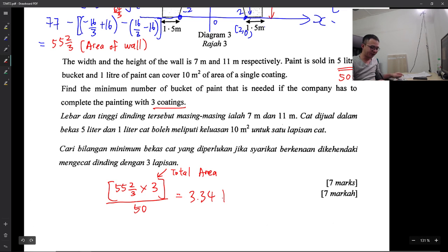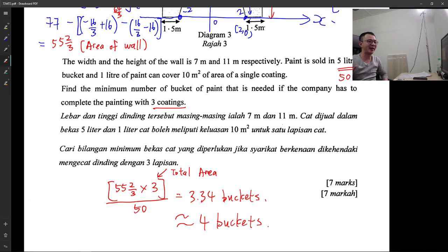So 3.34 buckets. Of course, buckets basically there's no way to have decimal. So I will round up to 4 buckets. Of course, I cannot buy 3 buckets only. If I buy 3 buckets only, I still have 0.34, which I can't paint. So therefore, in order to paint everything, I will need to buy about 4 buckets.